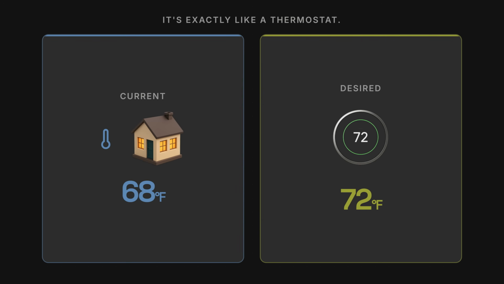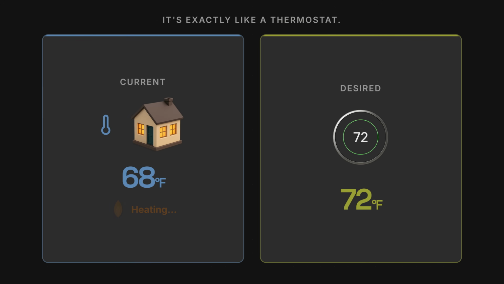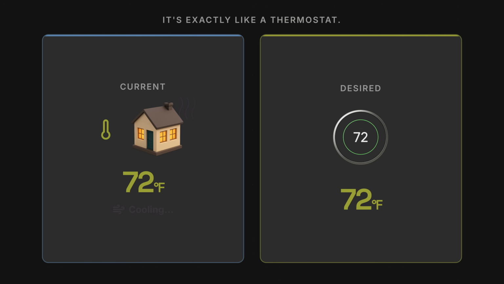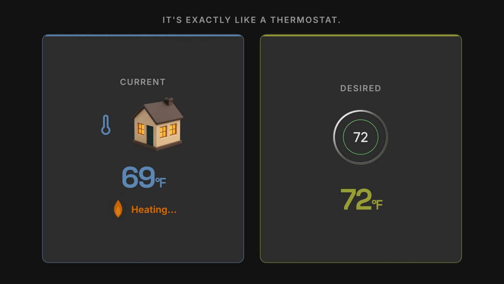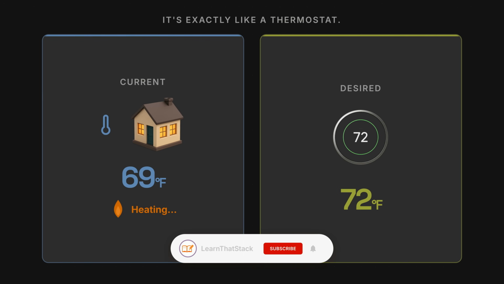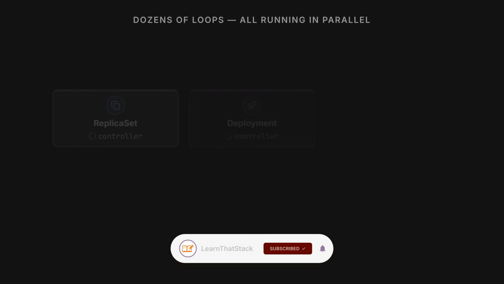It's exactly like a thermostat. You set the desired temperature. The system checks the current temperature. If they don't match, it acts. The room reaches 72, the heater turns off. Then someone opens a window. Temperature drops. The heater turns back on. It doesn't execute a one-time script. It continuously reconciles. This is how Kubernetes works.